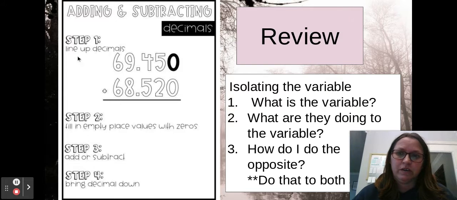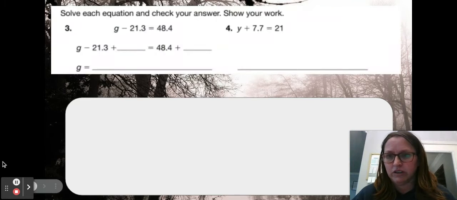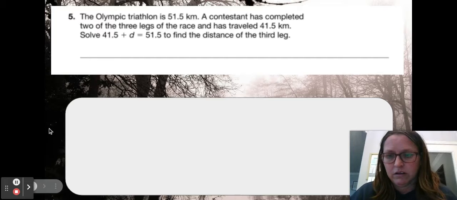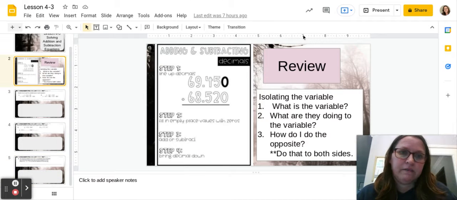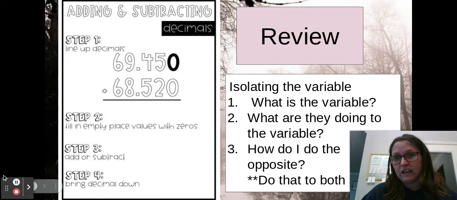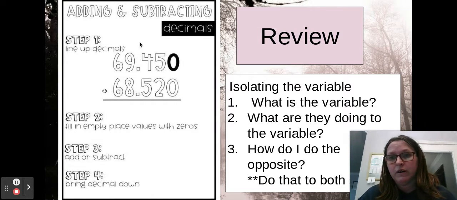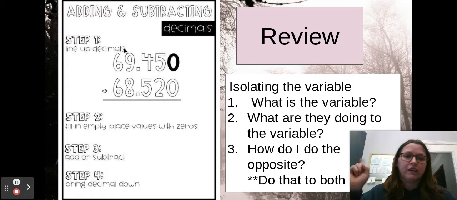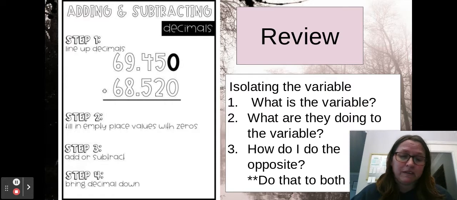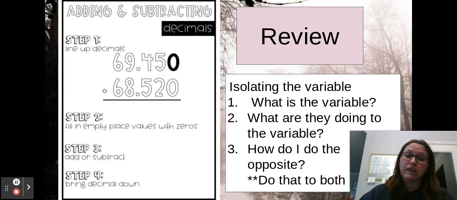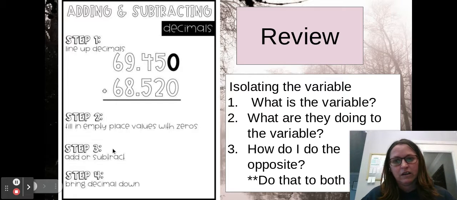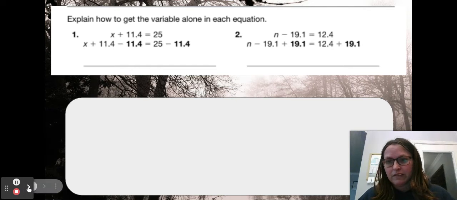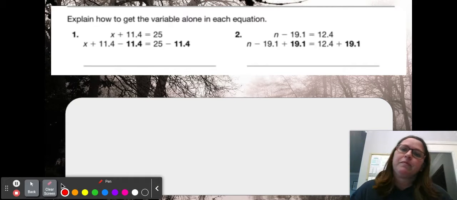The next thing I want you to notice is right here. How to add and subtract decimals. When you're adding and subtracting decimals, make sure that you always line up the decimals, fill in any empty places with zeros, and then you add or subtract like normal, and finally you bring down the decimal at the end. So let's do some examples.